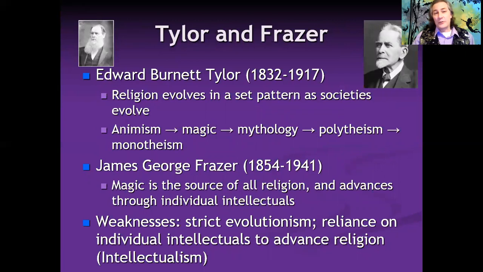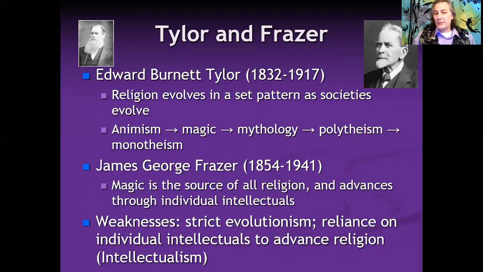Tylor and Frazer, in some ways, are still some of the most quoted of the theorists. They're British, and they have a very, very British way of looking at things. And this is going to get us into another issue that we'll be seeing more and more of. Notice religion evolves. That's a key element. And notice that magic is always part of how it evolves. So Tylor, the man on the left, set patterns in society. You can categorize a society by where it is along this continuum of animism, magic, mythology.